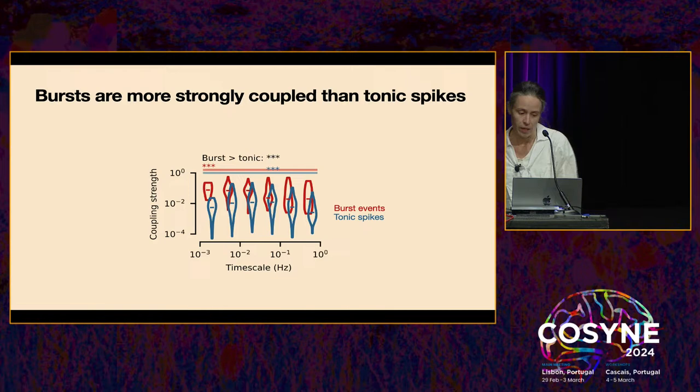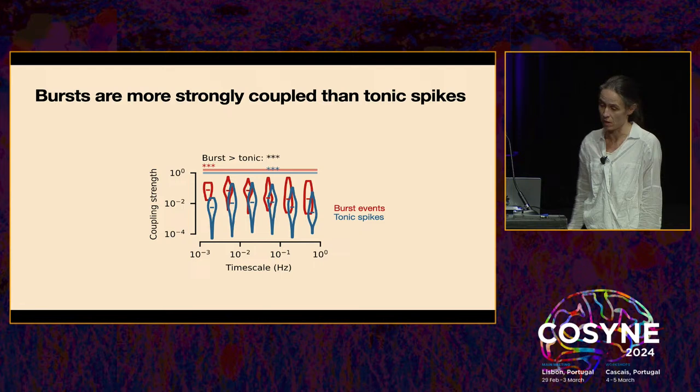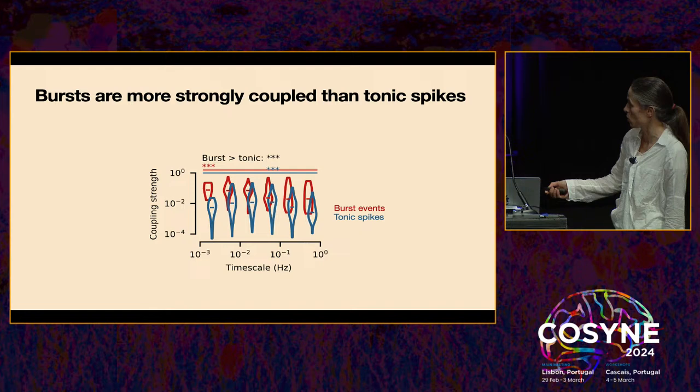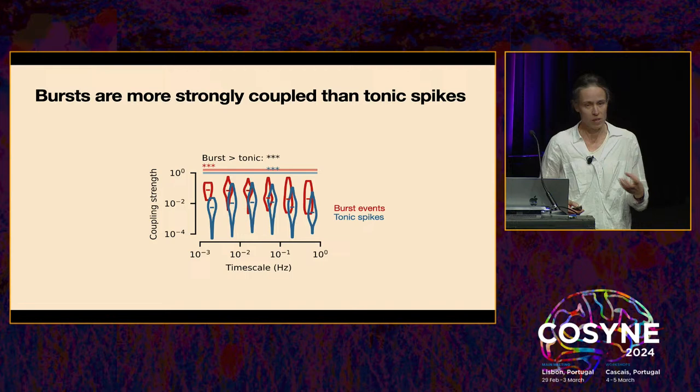And finally, the last point: we saw in the example neuron that bursts are more strongly coupled than tonic spikes. We see this across the entire population that we recorded and across all the timescales. And this might indicate that the bursts have a more privileged occupancy, maybe in particular behavioral states.